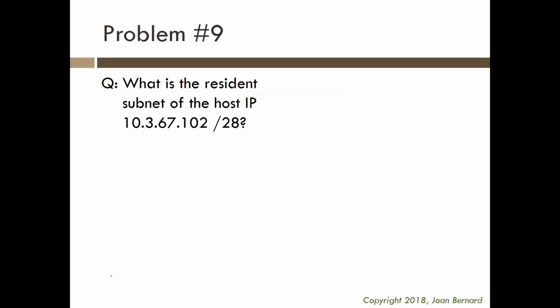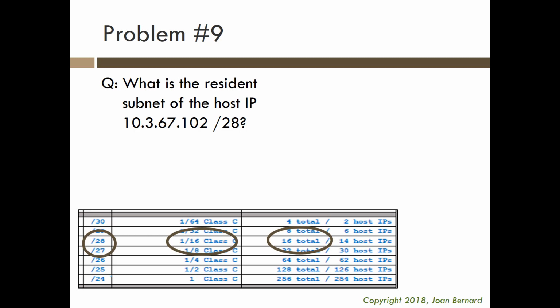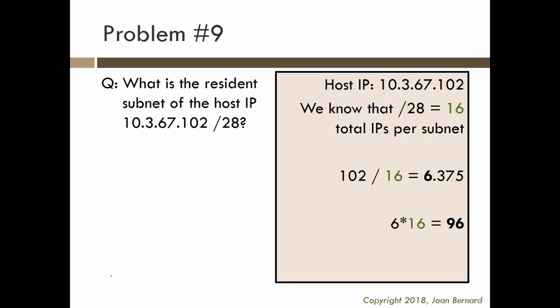Okay. Problem 9. What is the resident subnet of the host IP 10.3.67.102/28? So remember, /28, that's 16 total IPs. So we're going to jump right to method 3, where we start with the host IP. So there's the host IP. We know that a /28 is equal to 16 total IPs per subnet. We got that off the subnetting cheat sheet.